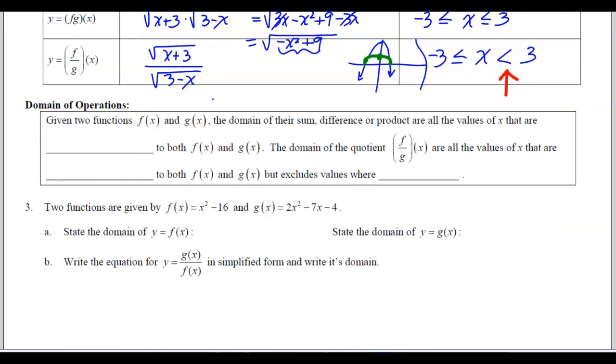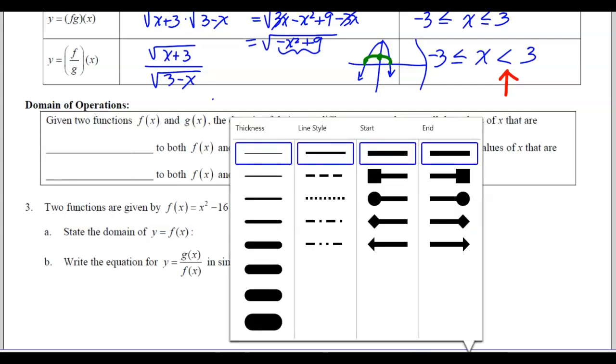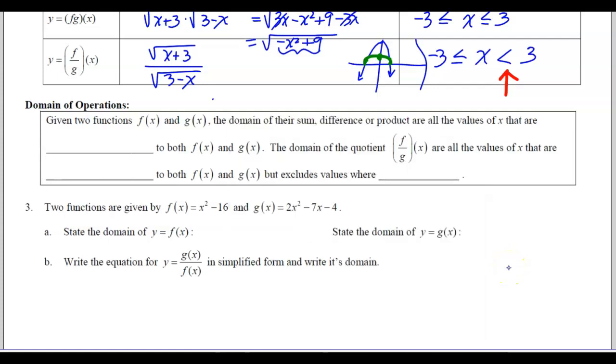Okay, so to summarize the domain of two functions, it says, given two functions f and g, the domain of their sum, difference, or product are all the values of x that are common to both. Right? Can't be in one and not the other. Then when we get to the quotient, the division, the domain is all the values of x that are common, but it excludes those that make the denominator 0. And the denominator in this case is g. So it excludes the values where g of x equals 0.